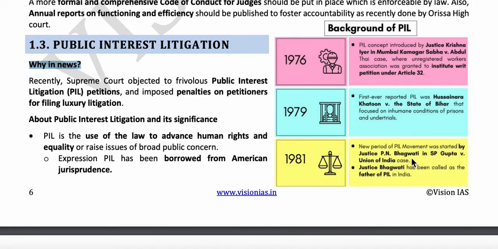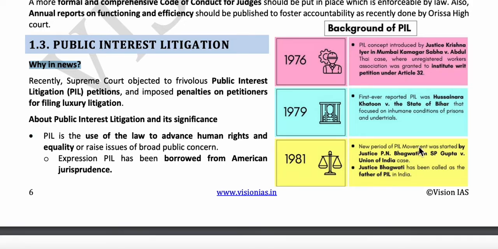This is a landmark case, also known as the judges transfer case. It is related to who will have the right to appoint judges, whether it is the head of the executive, that is the President, or the CJI. In this case, the Supreme Court said that the President will have the right to appoint judges. Based on the judgment, many PILs were filed, stating that when the three institutions, executive, legislature and judiciary, are independent, how can the President, who is the head of the executive, appoint judges? So this is about this case.